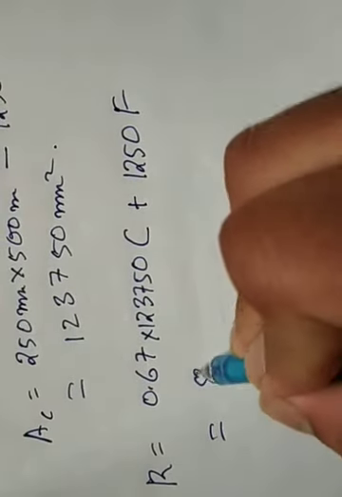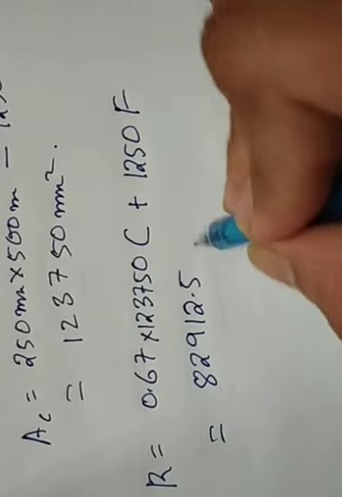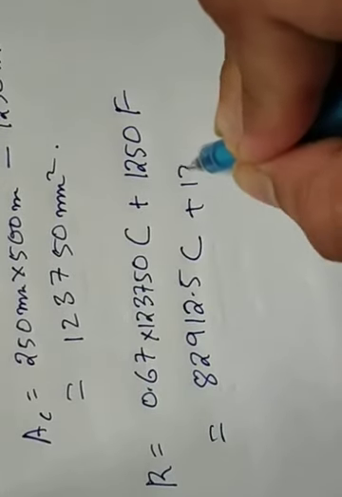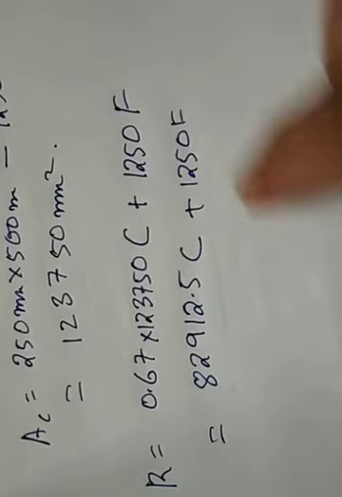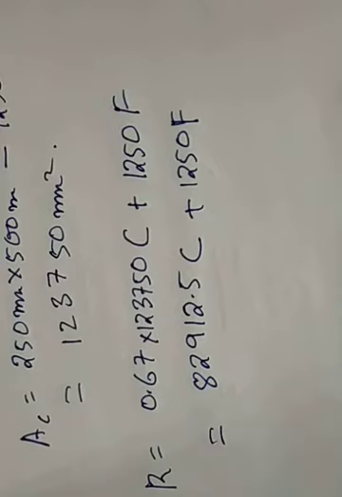Finally, 82912.5 times C plus 1250 times F. So this is my equation for the resistance. That is clear. Okay. Now what do I have?